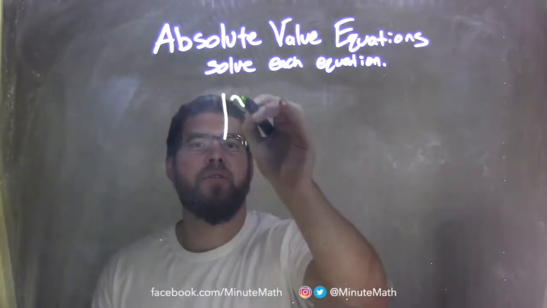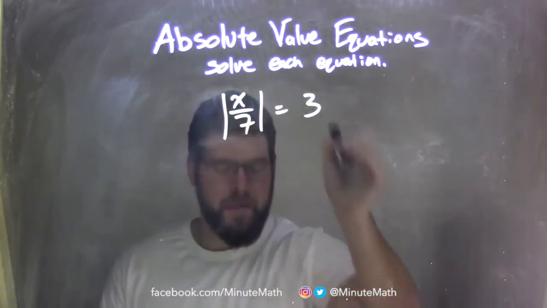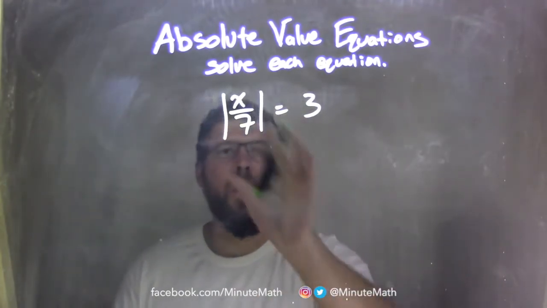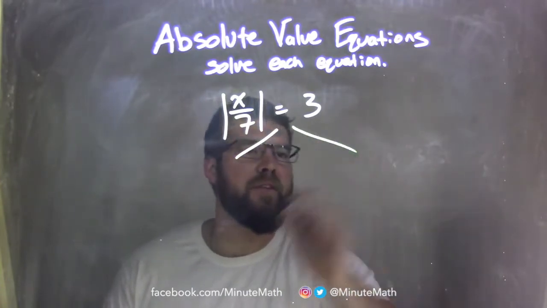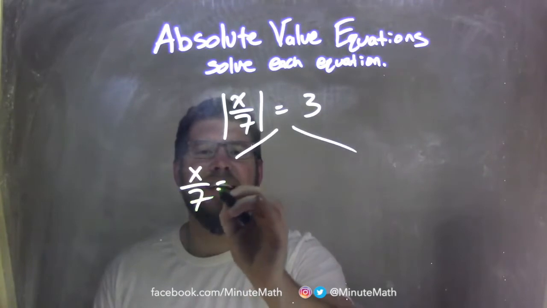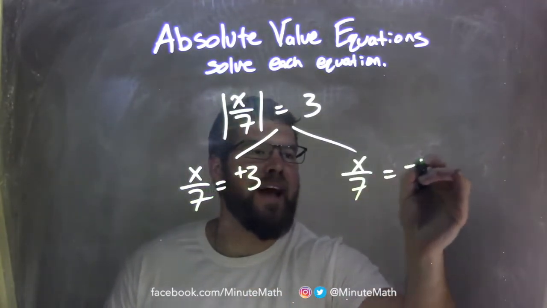The absolute value of x over 7 equals 3. Okay? Well, the absolute value here is already isolated. Once that's isolated by itself on one side of the equation, I then need to separate this into two equations. I'm going to take the x over 7 and set it equal to a positive 3, and the x over 7 and set it equal to a negative 3.